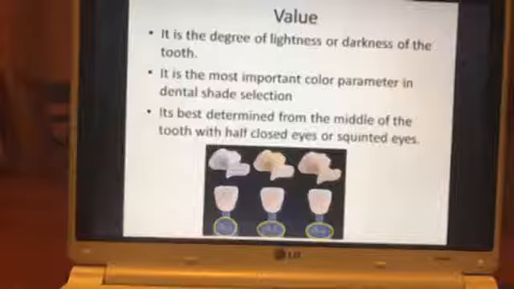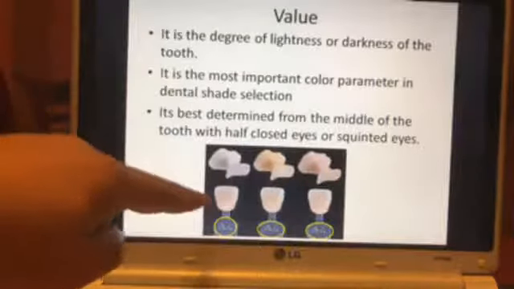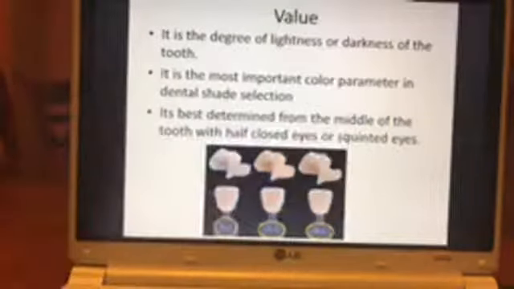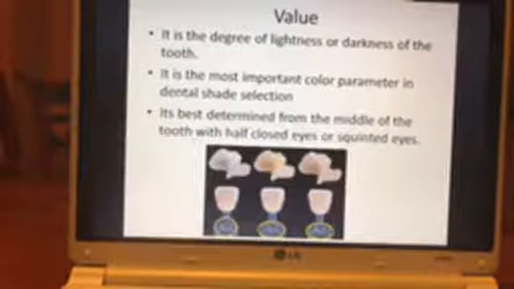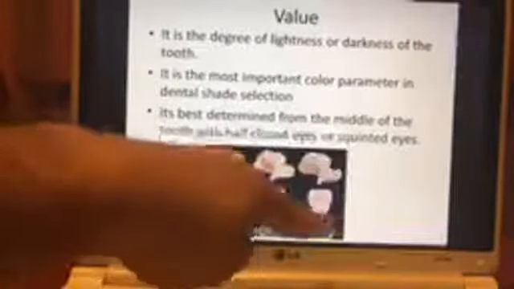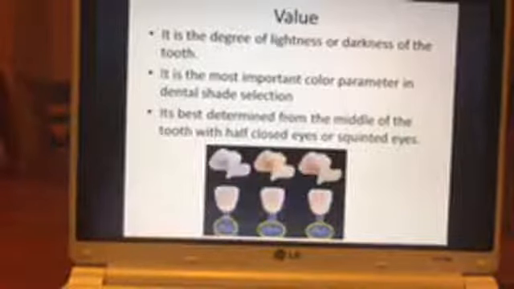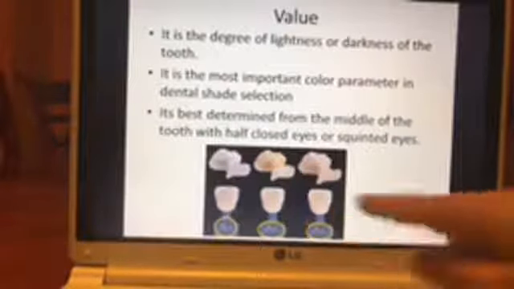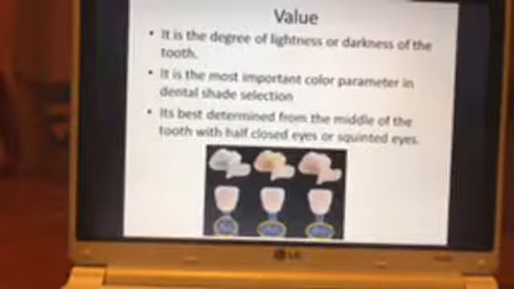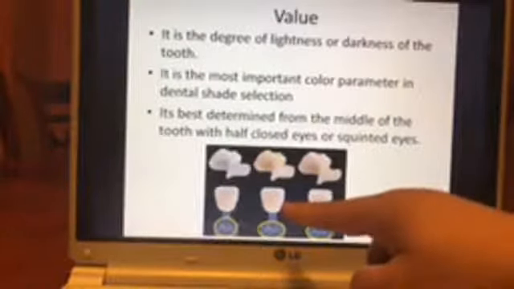But let's understand first the value. Look at these three crowns over here. You can see them very well, and those 3 crowns are A4, A4, A4. So A means it is the same hue. 4, 4, 4 means it is the same chroma. But look at that. This one looks dark, this one looks medium, this one looks light.